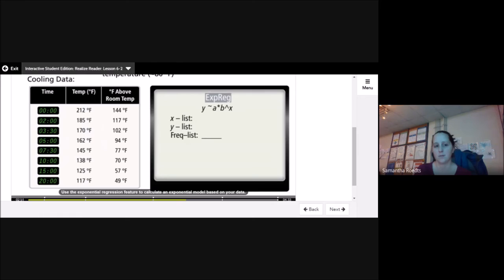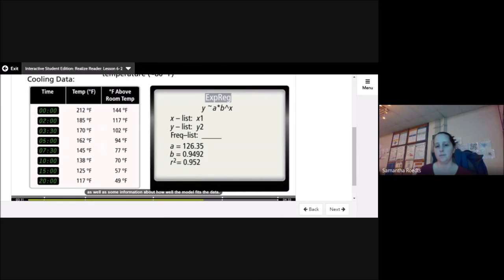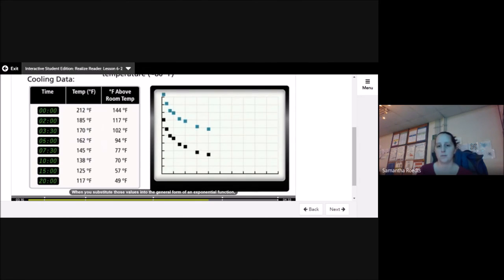Use the exponential regression feature to calculate an exponential model based on your data. Since Randy only measured one temperature at each time, there is no need for a frequency list for the data. Your calculator should give you the values for A and B in the exponential function, as well as some information about how well the model fits the data. When you substitute those values into the general form of an exponential function, f of x equals a times b to the x, you can use the graph of the function to find where f of x is between 10 and 15 degrees above room temperature.